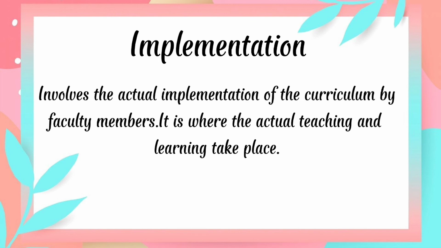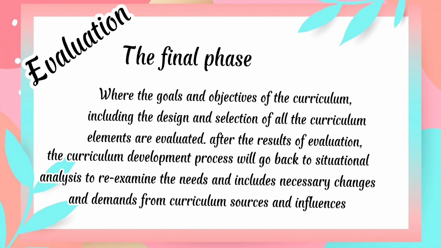Number 6 under the processes of curriculum development of Pawelin's is the implementation. It involves the actual implementation of the curriculum by faculty members. It is where the actual teaching and learning take place. Lastly is the evaluation, the final phase where the goals and objectives of the curriculum, including the design and selection of all the curriculum elements, are evaluated. After the result of evaluation, the curriculum development process will go back to situational analysis to re-examine the needs and include necessary changes and demands from curriculum sources and influences.